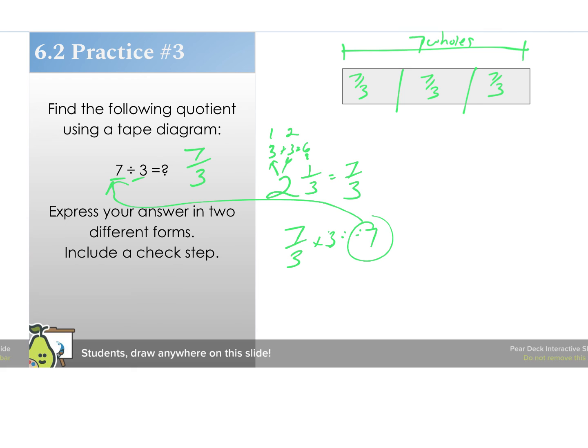which is, when I get back to my original, or 7/3 plus 7/3 plus 7/3, you could say is 21/3, which is the same as 7.